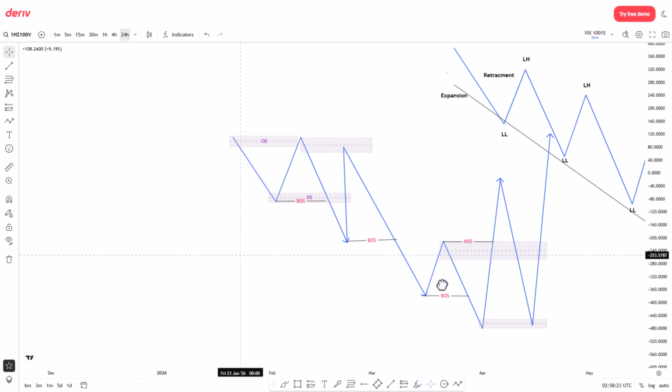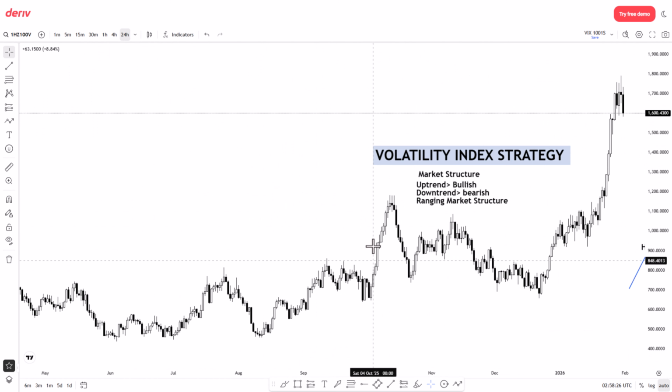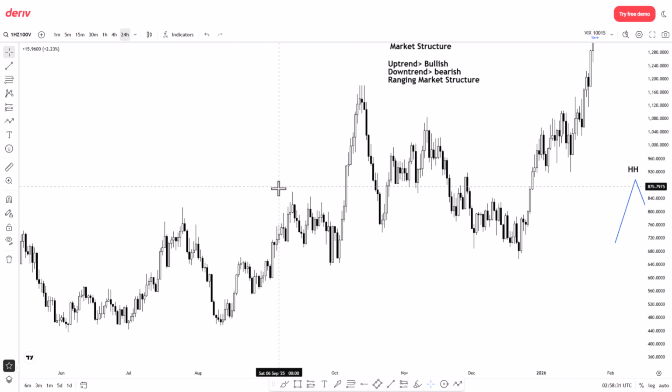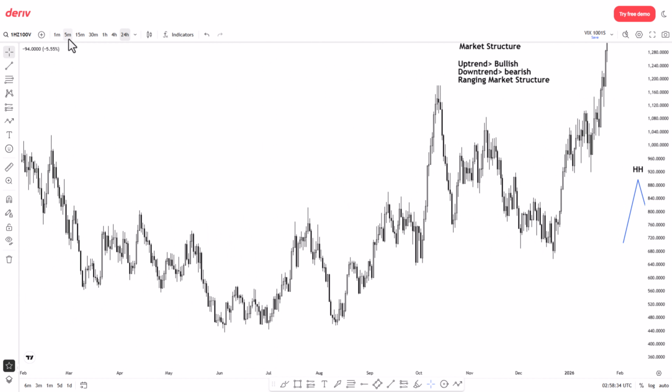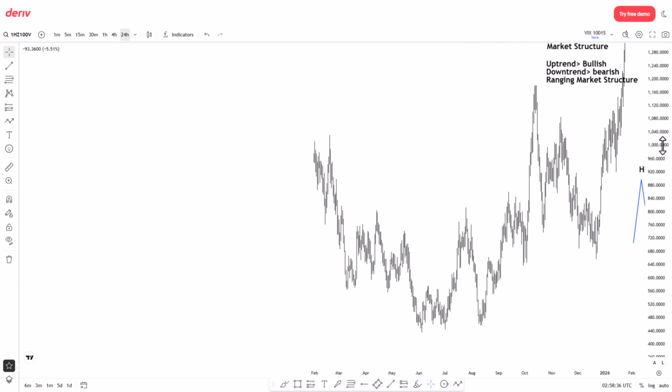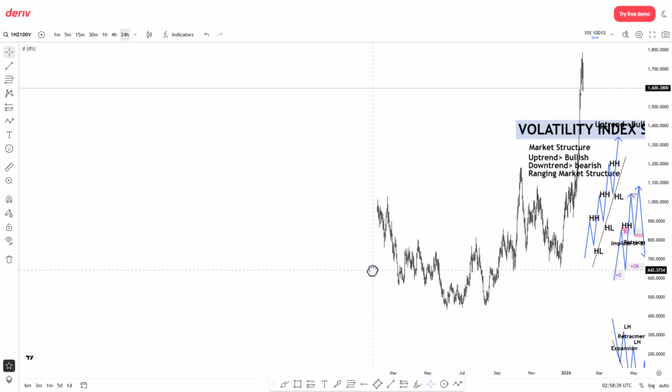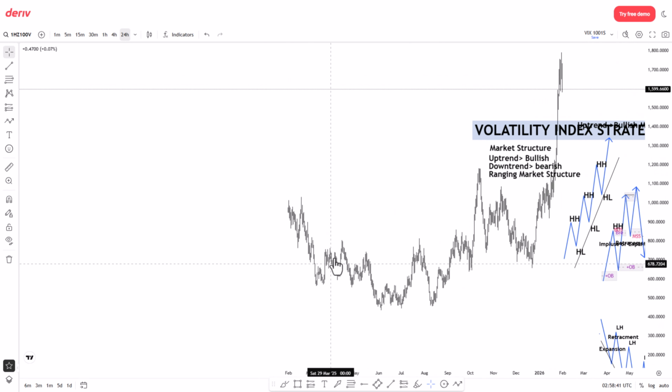So let's get to the real chart and look at it. So here we have the daily time frame on Volatility 101x, and I want us to look at the market structure. So if you want to clearly see the market structure, it's very, very easy.